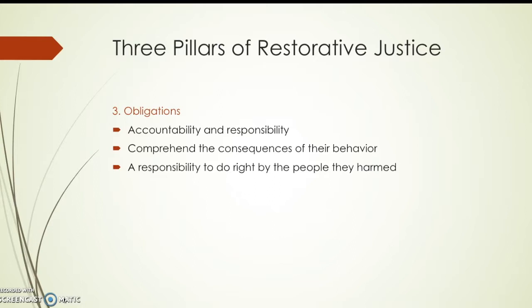The last pillar is obligations. This is making sure that there is accountability and responsibility for the offender, and we understand that there will be consequences of the behavior in restorative justice. They just might not always be the more punitive approach that the regular juvenile justice system is taking currently. And then it's also a responsibility to do right by the people that they have harmed.